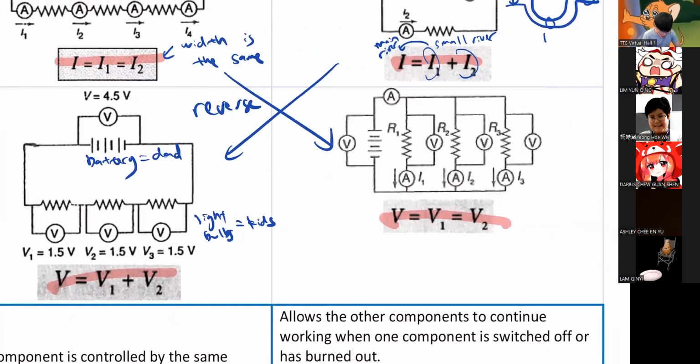Alright, but parallel is different. You see, V1 equals V2 equals V3 and so on. That means if your dad earns 450, every kid will get 450. So your dad will die faster, because he has to give every kid 450. That means this battery will finish faster.